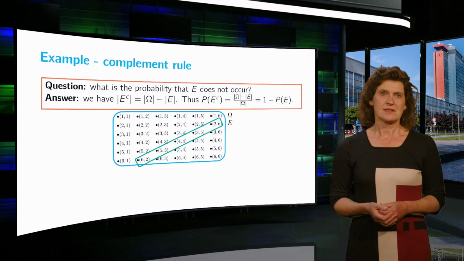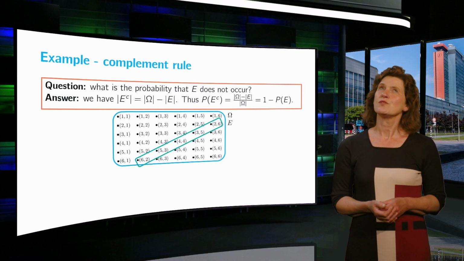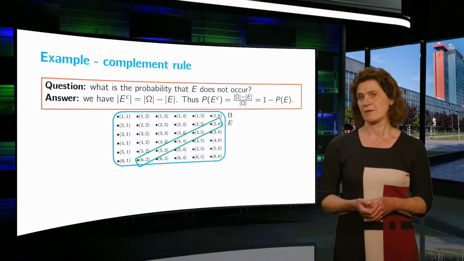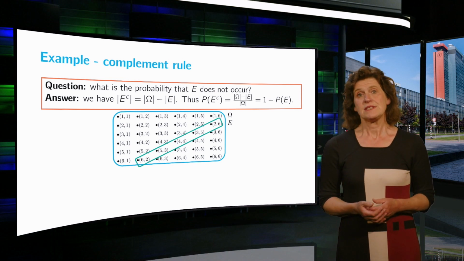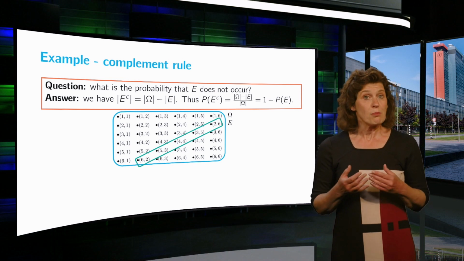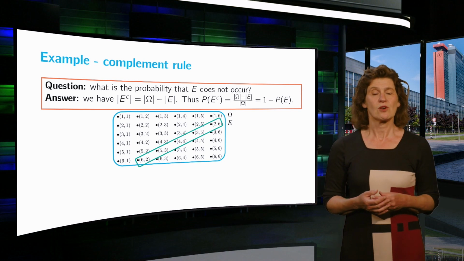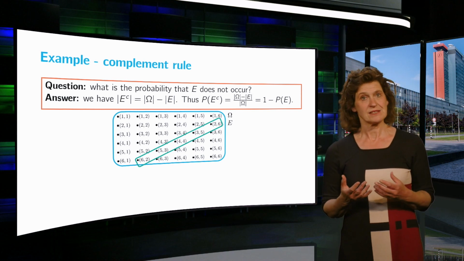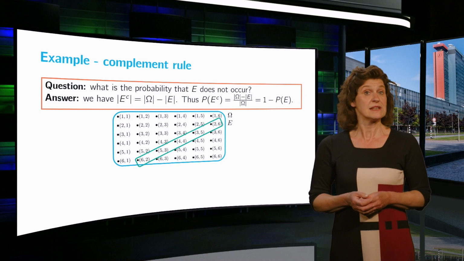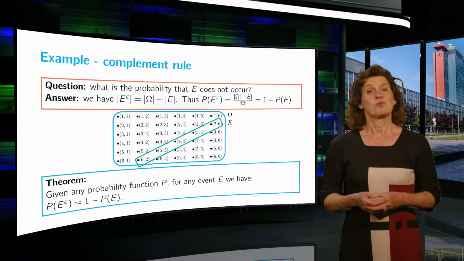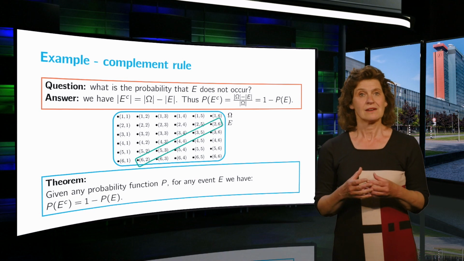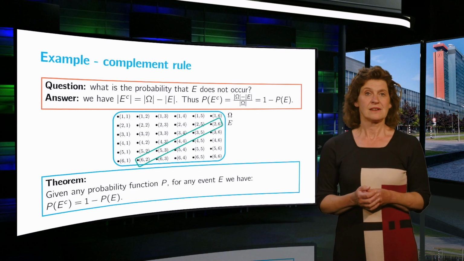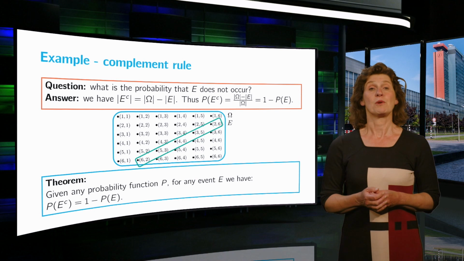And what happens if you are interested in the probability of an event not occurring? When simply counting outcomes again, we see that the number of outcomes in the complement of E equals the number of possible outcomes in our sample space minus the number of outcomes in E. The probability of E not occurring is therefore simply 1 minus the probability of E. This result is called the complement rule.